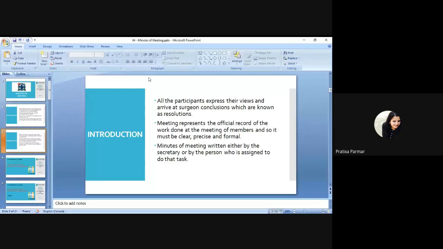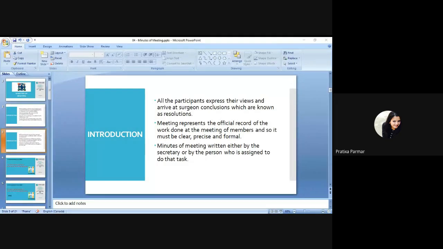What else should we consider when we talk about minutes of the meeting? So all the participants, like in an actual meeting, what happens? Participants express their views, okay, and they arrive at a particular conclusion, which are known as resolutions.